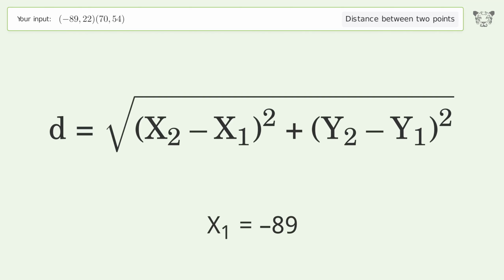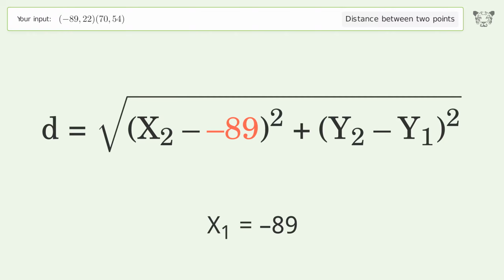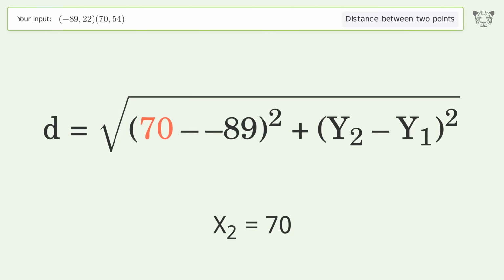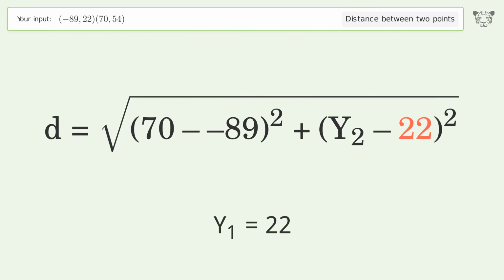x1 equals -89. x2 equals 70. y1 equals 22. y2 equals 54.